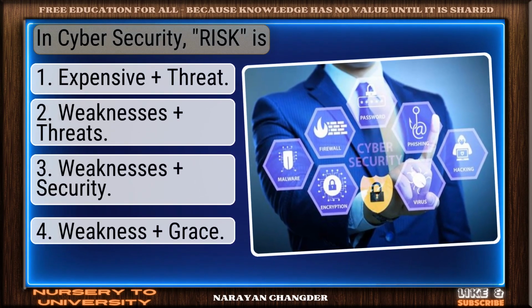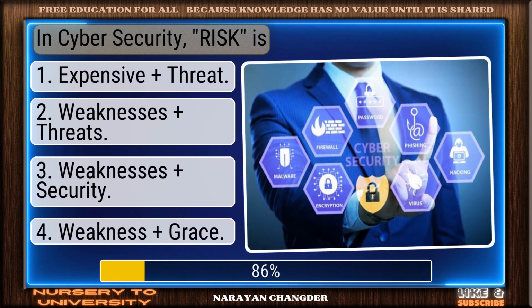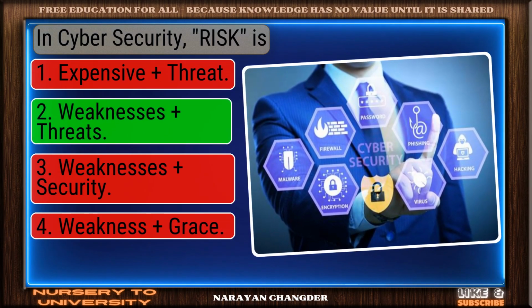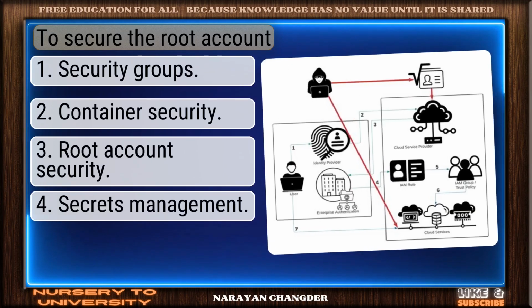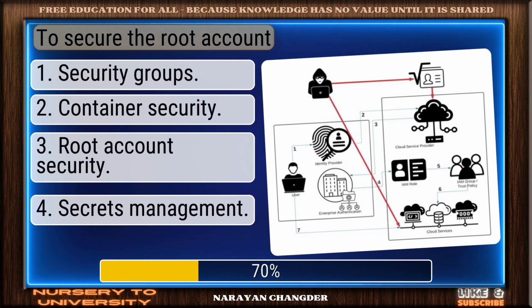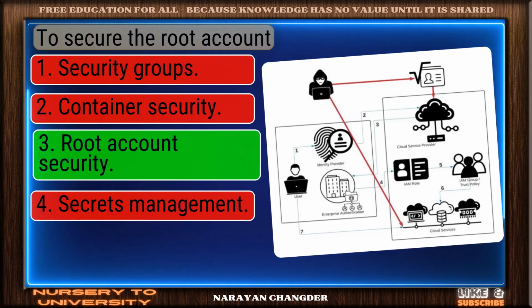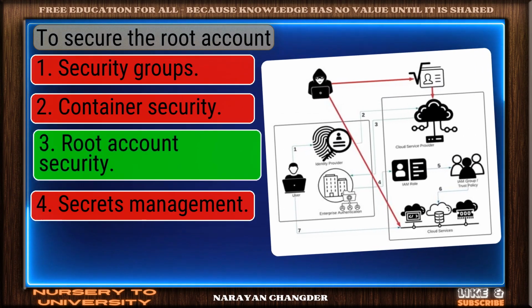Question number 68. In cybersecurity, risk is? Correct response. Weaknesses plus threats is the most accurate answer. Question number 69. To secure the root account. Strong choice. Root account security is the right answer.